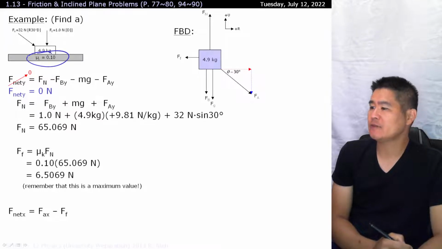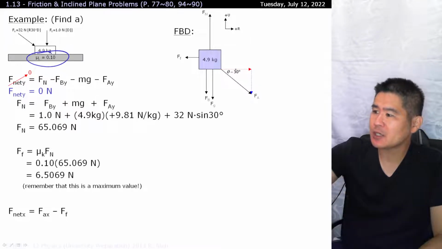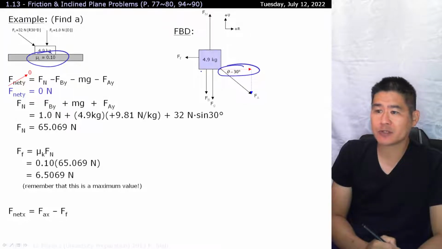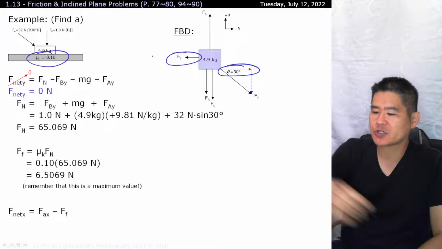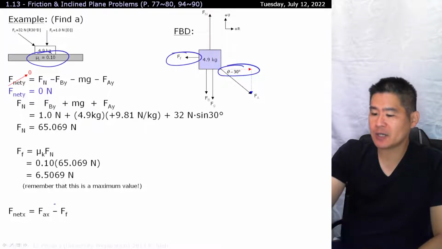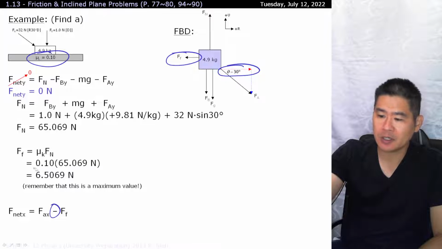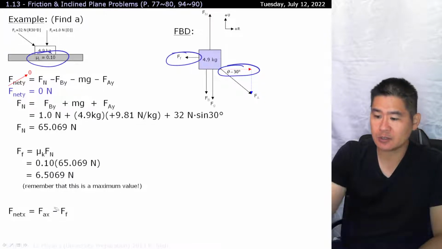In the F net x dimension, it's the horizontal component of FA that allows us to move in the positive direction, and the force of friction opposes it, and that's where the minus sign kicks in over here. So you don't need to have a minus sign up here yet, the force of friction is just a net value.